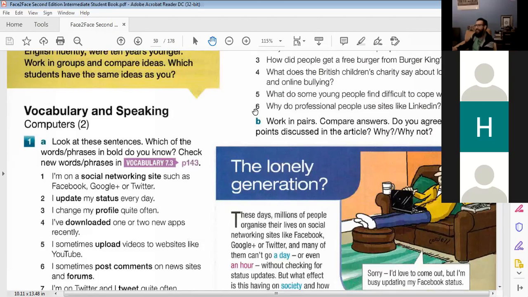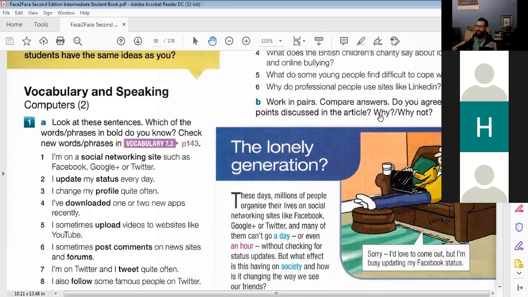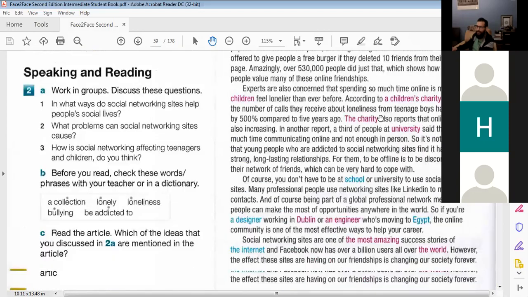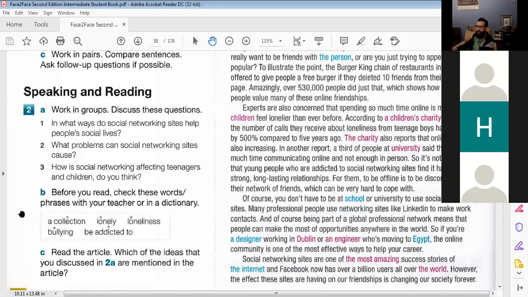Last question: why do professional people use sites like LinkedIn? How can we use LinkedIn? For work. That's correct. LinkedIn is good to make work contacts, to connect with other people in the same field, to get good opportunities and new jobs. So it's useful for someone looking for a job.